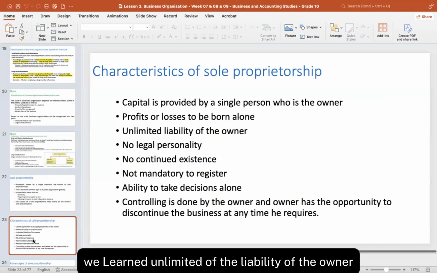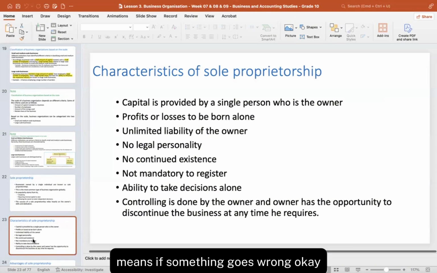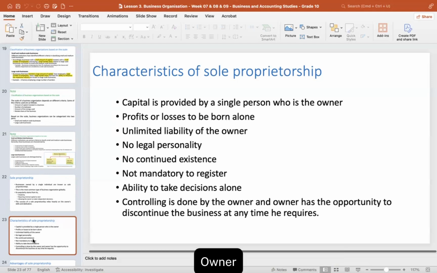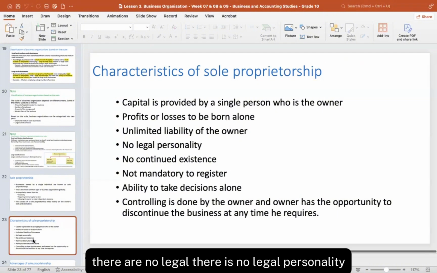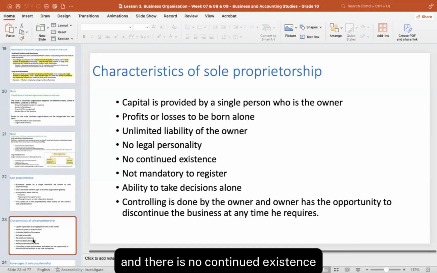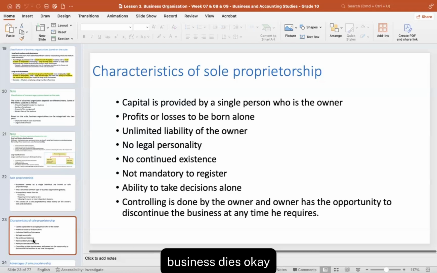We learned unlimited liability of the owner means if something goes wrong, the liability is not limited to the owner's capital. The things in the owner's house also have to be sold. They have to liquidate assets to pay this liability. Then no legal personality. No legal personality means you cannot sign a contract in the name of the business. Right? There is no legal personality, and there is no continued existence. For example, when the owner dies, business dies.